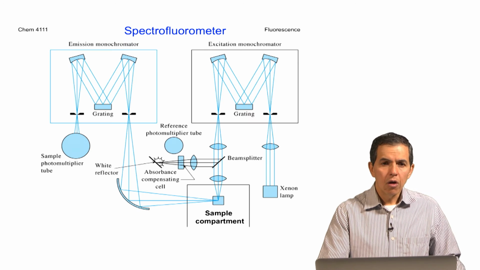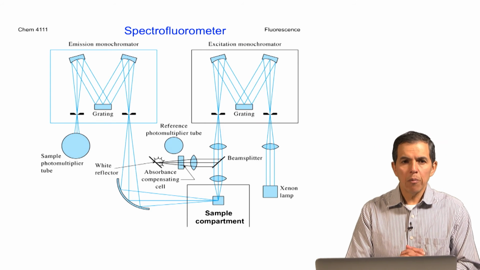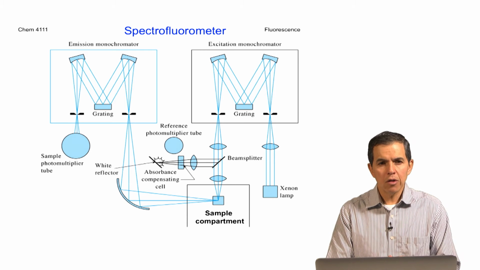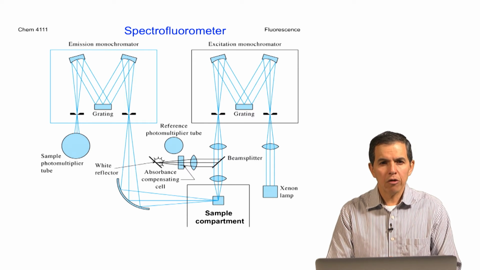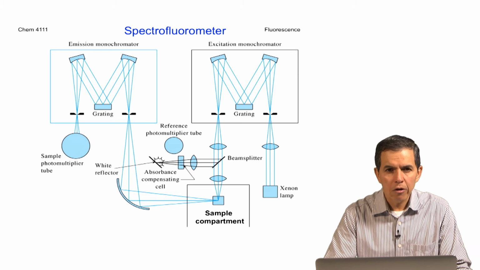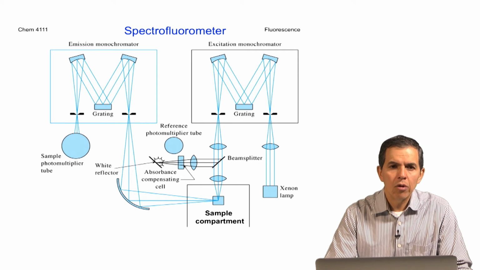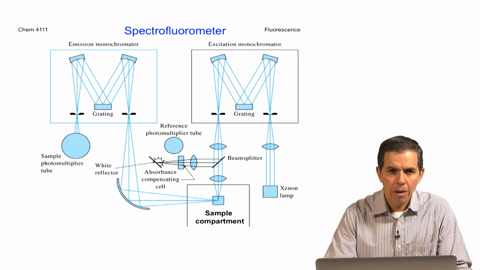The instrumentation to measure fluorescence properties consists of two types. First, we'll discuss something that is called a spectrofluorometer. A spectrofluorometer is an instrument that will allow us to obtain excitation and emission spectra, and at the same time will allow us to do measurements of fluorescence intensity.